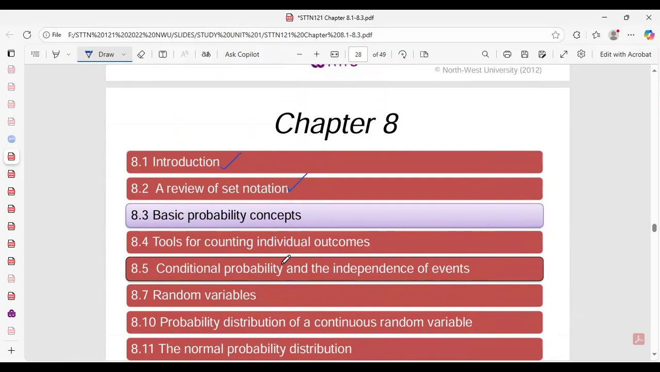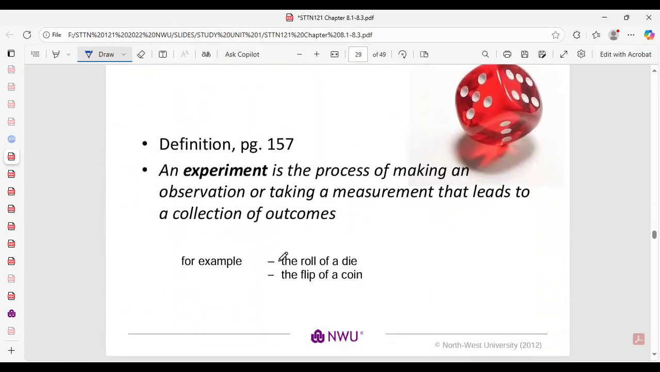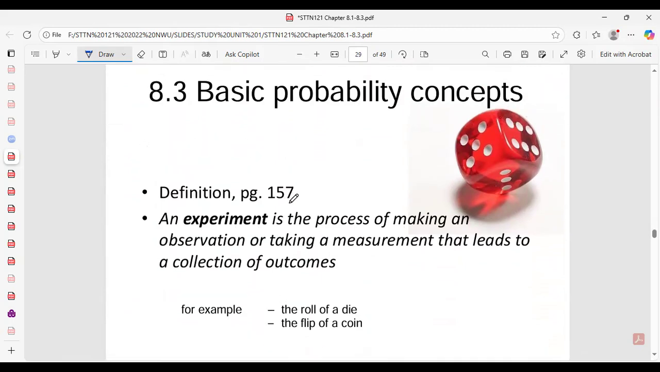Now it's the basic probability concepts. Let's go and check the basic probability concepts. When you were doing STTN121 last semester, you did the concept of the experiment. You know that the experiment is the process of making an observation, or when you are taking a measurement, and that measurement, remember, will lead to what we call a collection of outcomes, where you have to find the sample space.